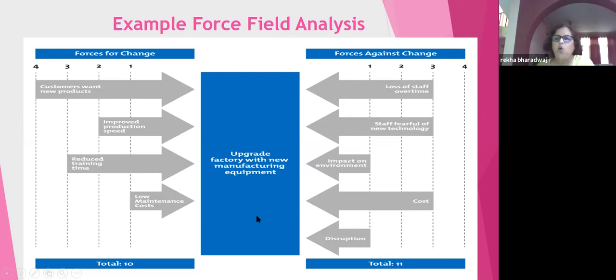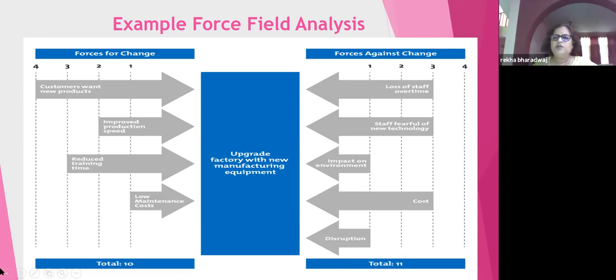So the goal that they want to achieve in this is to upgrade the factory with new manufacturing equipment. What are the requirements? What are the forces for change? Customer wants new products, improved production speed, reduced training time, and low maintenance cost.